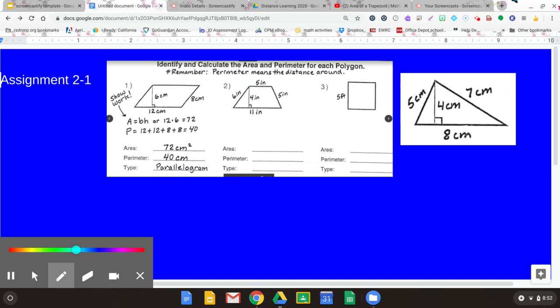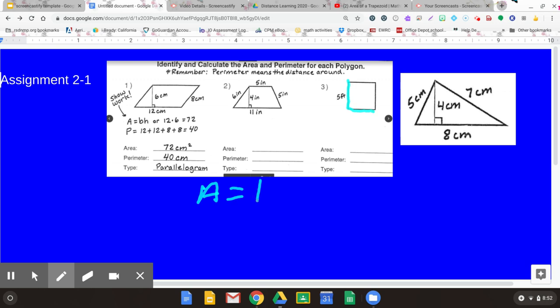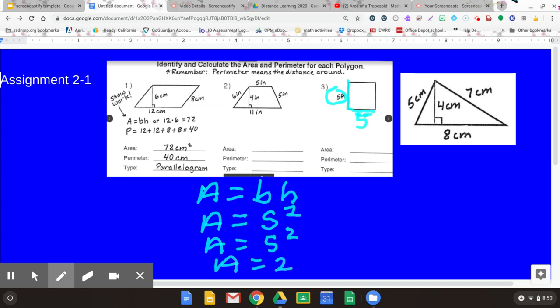Now we have, in problem number 3, a square. So when I'm looking for the area of a square, I am multiplying. It's kind of like the area of a parallelogram. I'm multiplying the base times the height. But the way that I think of it is that I have the side squared. So I have this side times this side, and so I'm squaring it. I'm going 5 times 5. So the area equals 5 squared. Area equals 25 feet squared.